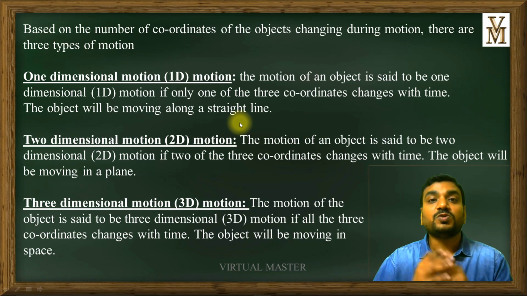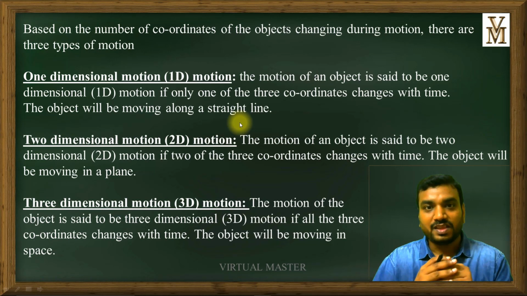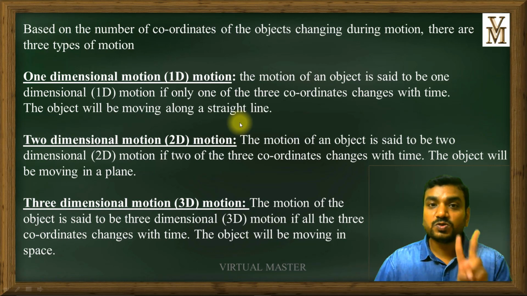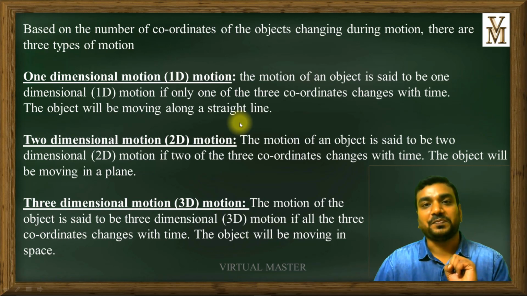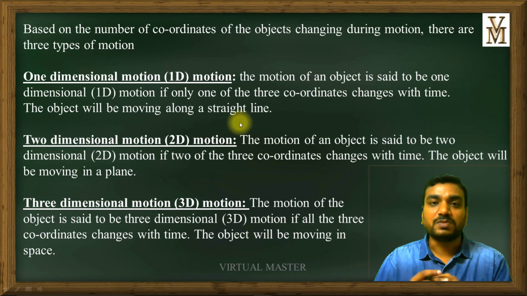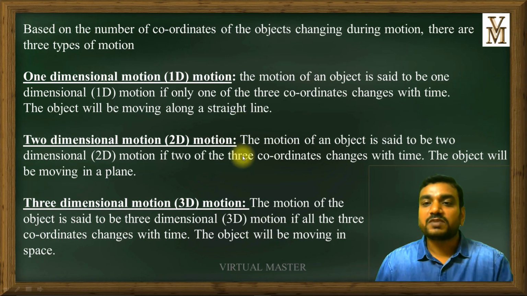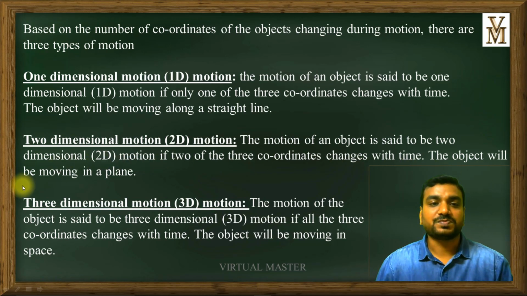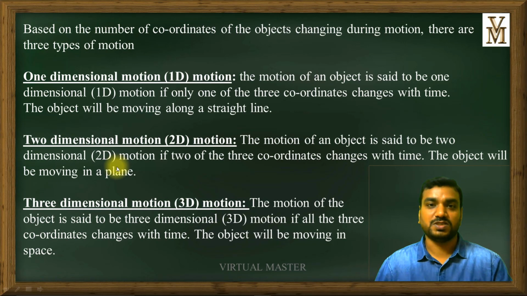Second one, two-dimensional motion. In two-dimensional motion, out of three coordinates, two coordinates will be changing. This type of motion is known as two-dimensional motion. In this case, the object will be moving in a plane.